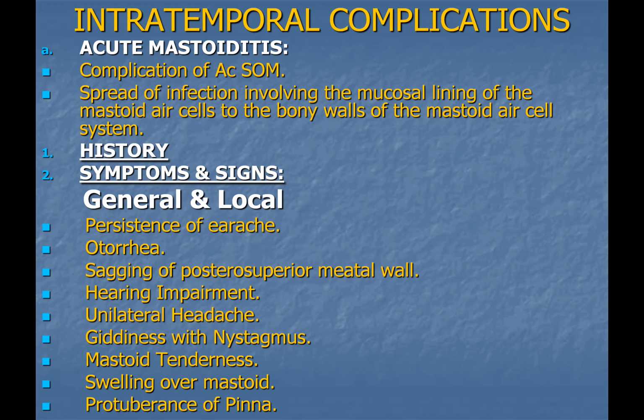There can be sagging of the posterosuperior meatal wall, which is because of periosteitis of the bony party wall between the antrum and the deeper posterosuperior part of the bony canal. There would be perforation of the tympanic membrane. There would be swelling over the mastoid, and there would definitely be hearing loss, which would be of conductive type.